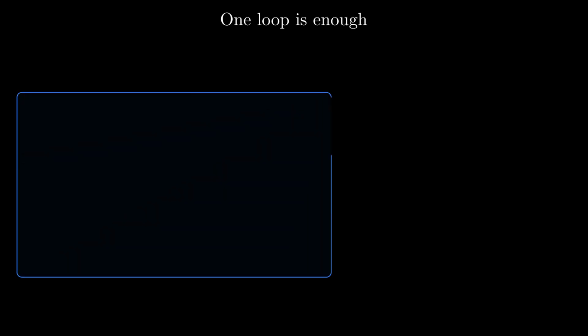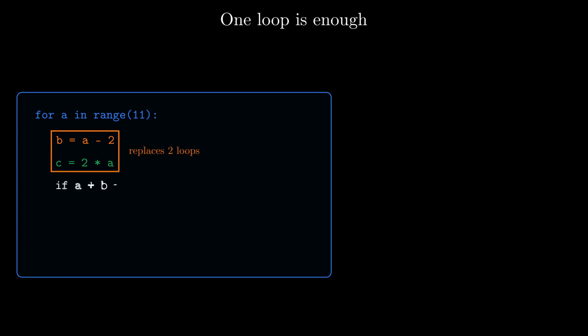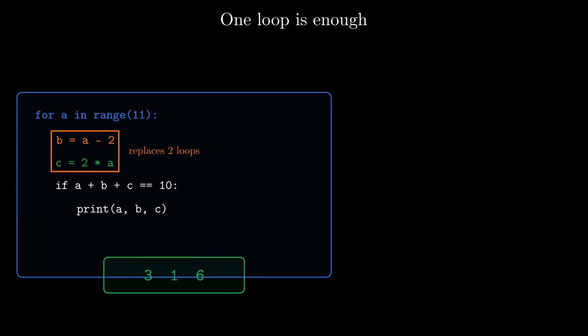Here's that insight as code, and it needs only a single loop. We loop over Elisa's possible values from 0 up. Inside the loop, instead of guessing Ben and Cindy, we compute them directly from Elisa. Ben is set to Elisa minus 2, and Cindy is set to 2 times Elisa. Then we keep just one check, the total. If Elisa plus Ben plus Cindy is equal to 10, we print the trio. Running it prints the same answer. Elisa 3, Ben 1, Cindy 6.